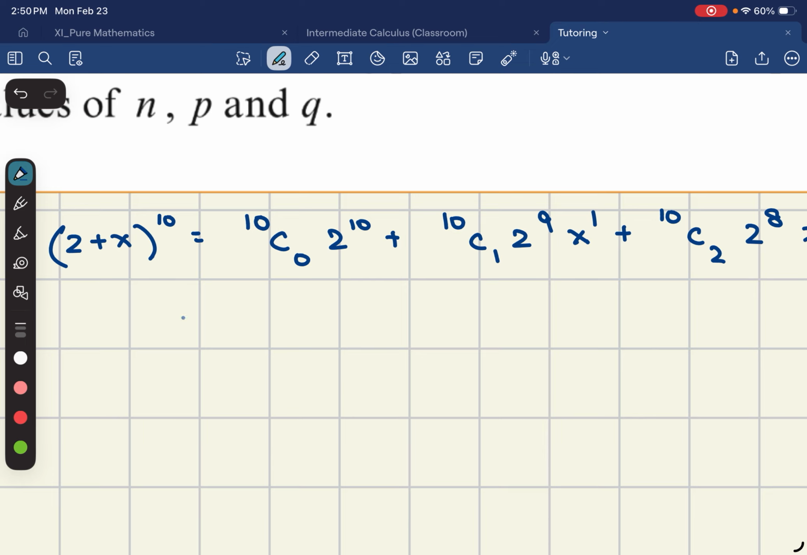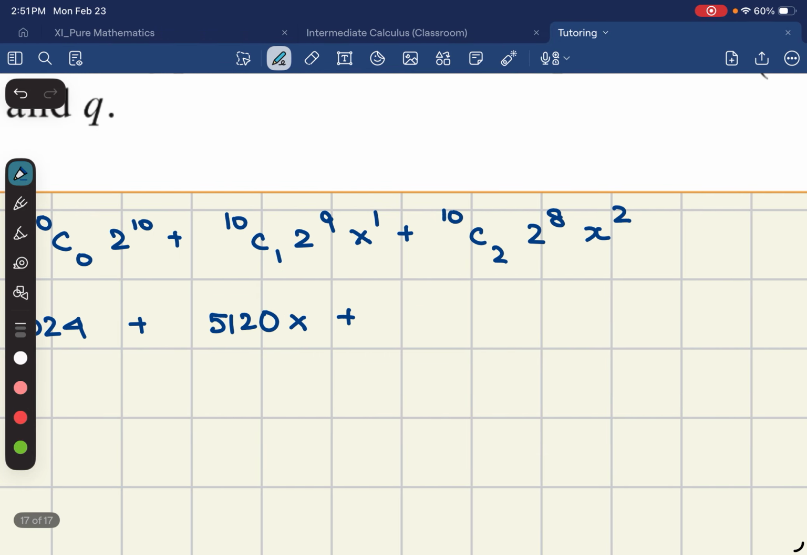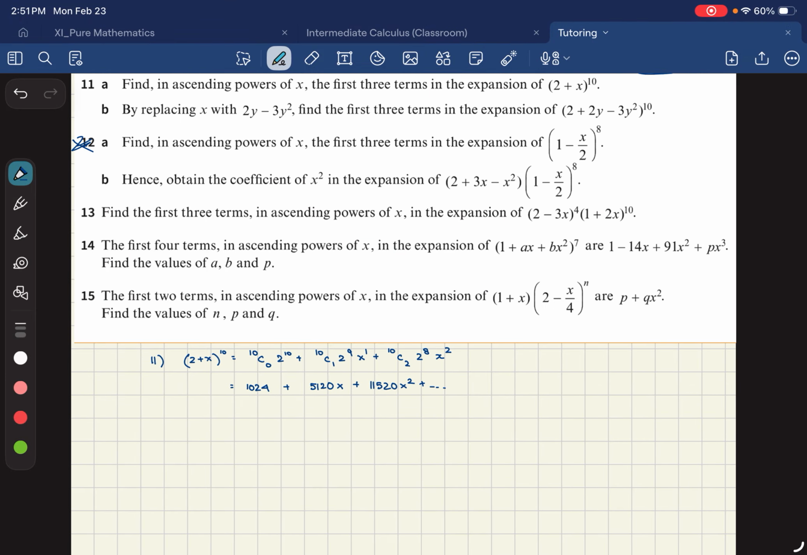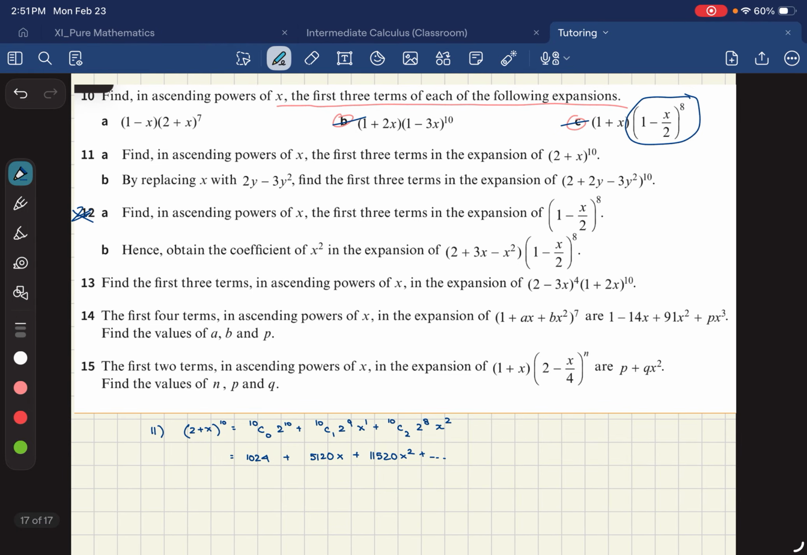And now we have to simplify. So that is 2 to the power 10 is 1024 plus 10 times 2 to the power 9. So 2 to the power 9 times 10 is 5120x plus 10c2 is 45 times 2 to the power 8 is 11520x squared. And the expansion continues. So that is the first three terms for 11a.